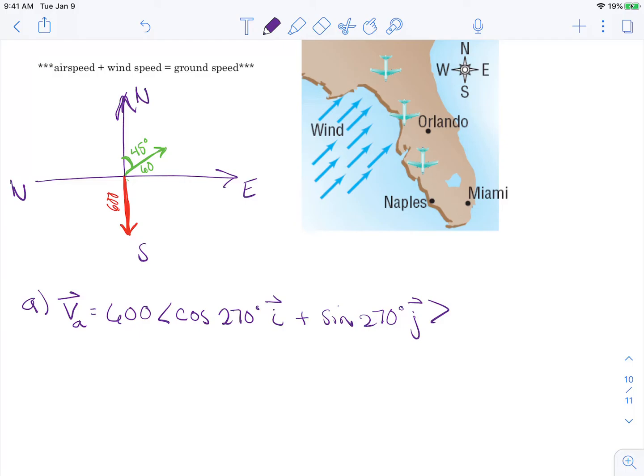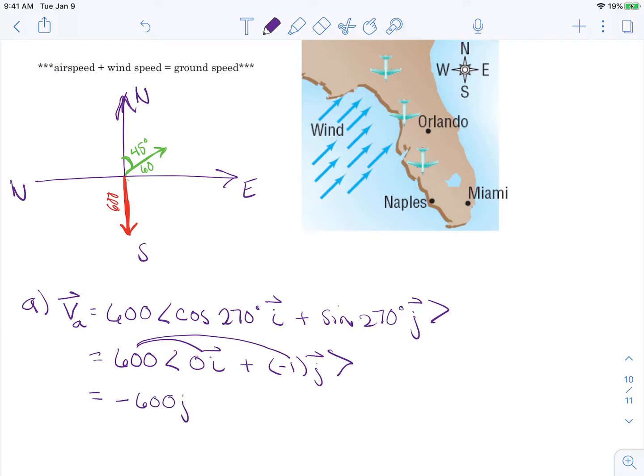Okay, so let's go ahead and clean that up. We know cosine of 270 degrees is 0. We also know that sine of 270 degrees is -1. So if I distribute that 600, well, 600 times 0 is just 0. So I could leave off the i. And then 600 times this guy, this would be -600j. And so that is your vector in terms of i and j for your aircraft. You could have just looked at that vector and not done that work. You could be like, well, no, I know it's heading due south, so that's why it's going to be negative. And it's just a vertical movement, so that's why I only have a j.